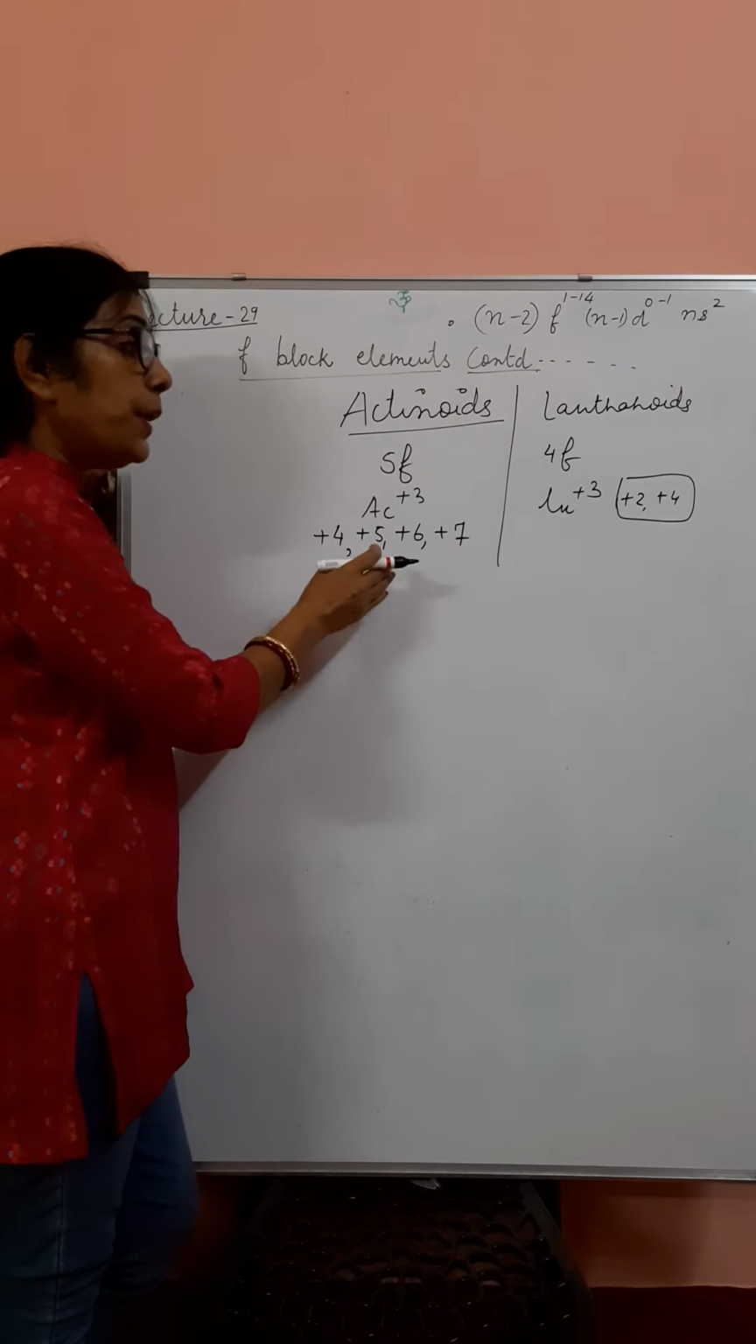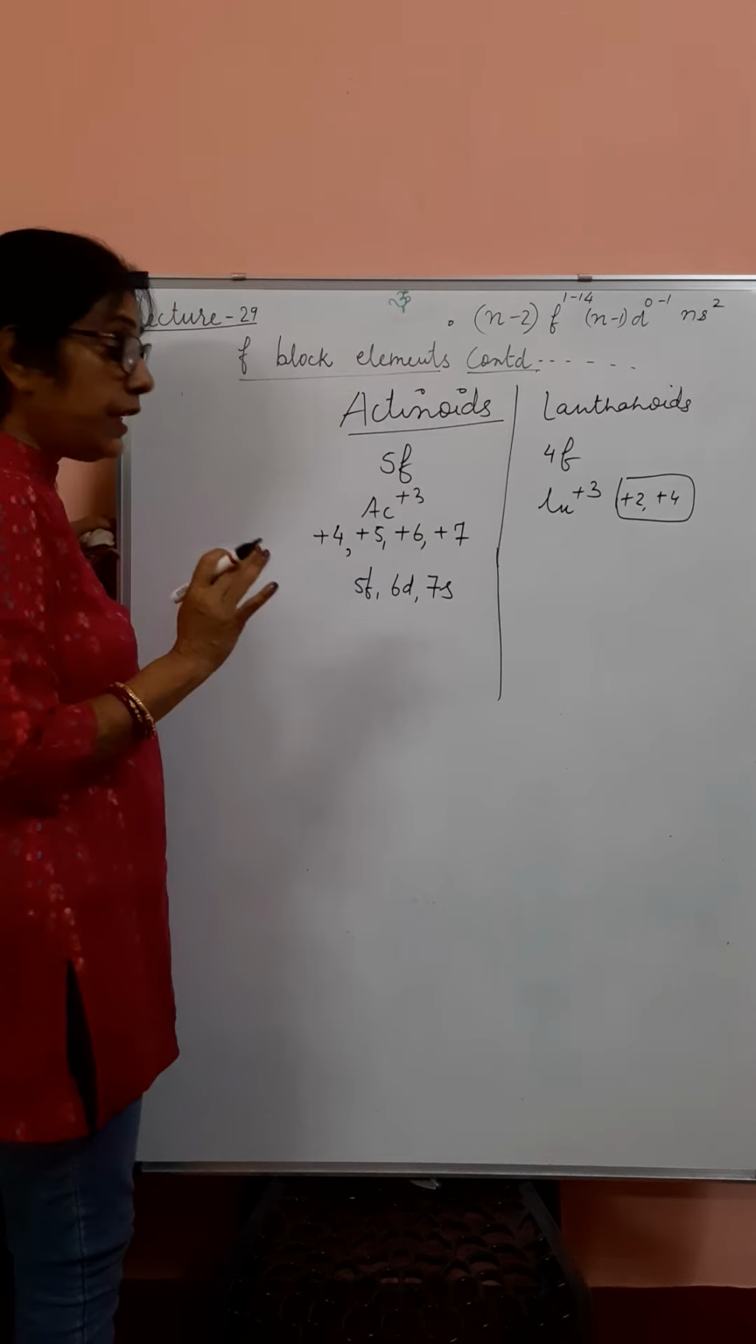Why does it happen? How come this is possible in the case of actinoids? Because here 5f, 6d and 7s, and since the energy difference between these orbitals is very small, they can lose their electrons and show the higher oxidation states as well. Then actinoids show common oxidation state +3, here also +3. Then this is about their exceptional behavior and so on.